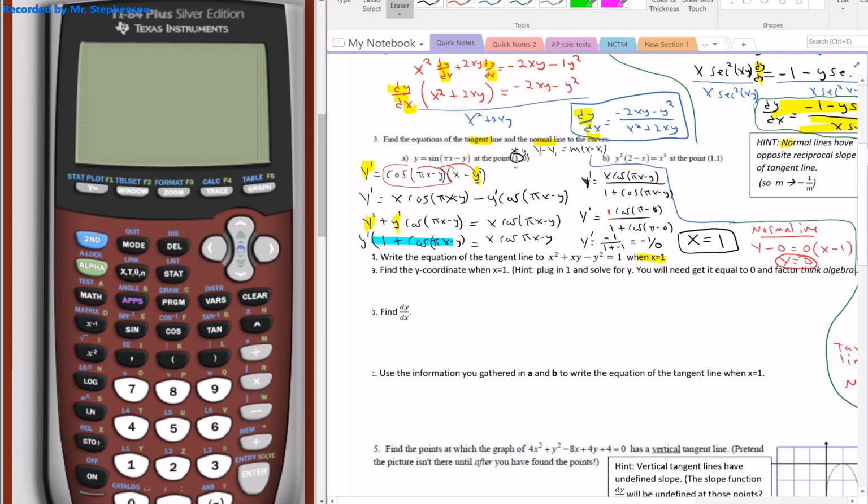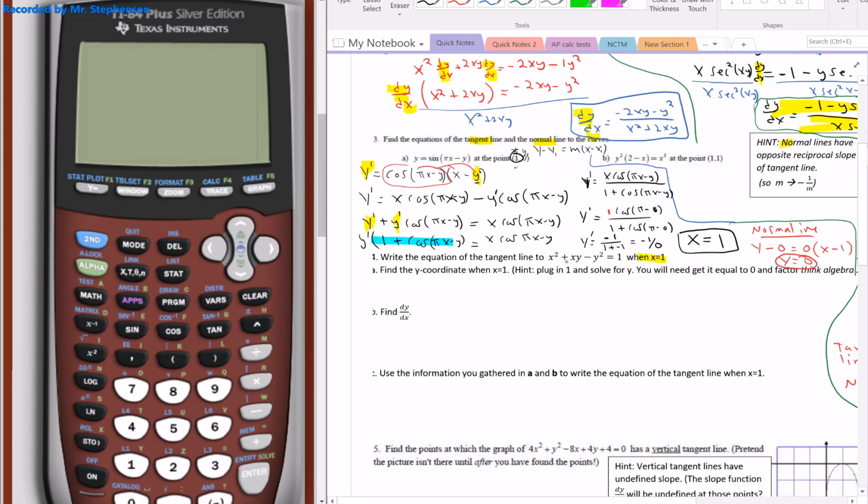Okay, so here we are on problem number 4. We're trying to write the equation of the tangent line to this function, x squared plus xy minus y squared equals 1, when x equals 1. Whenever we're writing an equation of a tangent line, we need an x coordinate and a y coordinate. And because they didn't give us the y coordinate here, we actually need to find it.